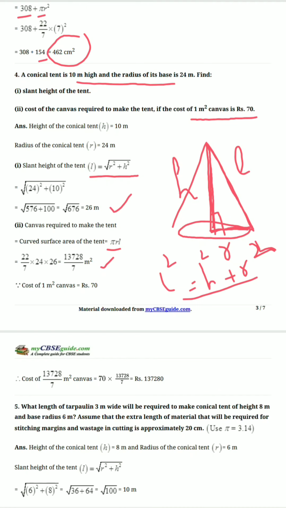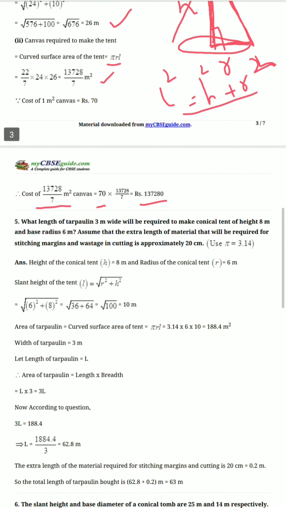So to find the total cost, we will multiply this area with the rate. On multiplying this area with the rate, the total cost will come rupees 137280. So this way we will calculate the total cost required for making this canvas. Moving on to question number 5 now.